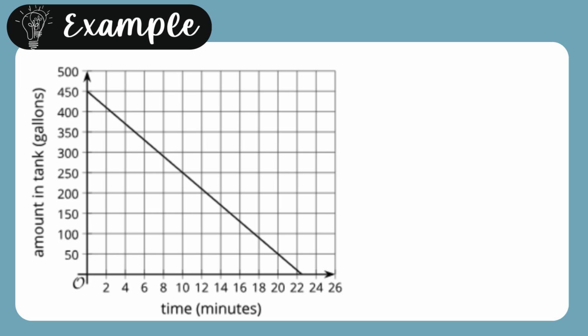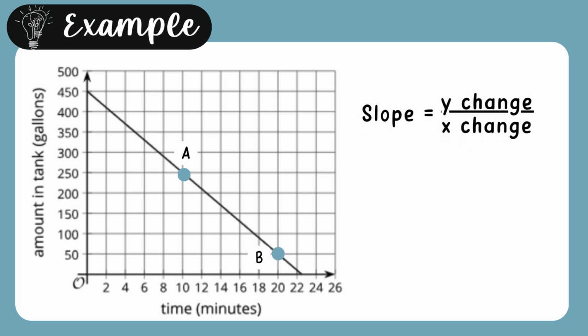So we want to start with any 2 points on this line. We should pick points that are intersected pretty nicely so we don't have to work with fractions of a number. So here's one possible point A, and here's another at point B. And again, we could have picked any points. Those are just two that stuck out that cross pretty nicely. So we know that slope is the y change over the x change.